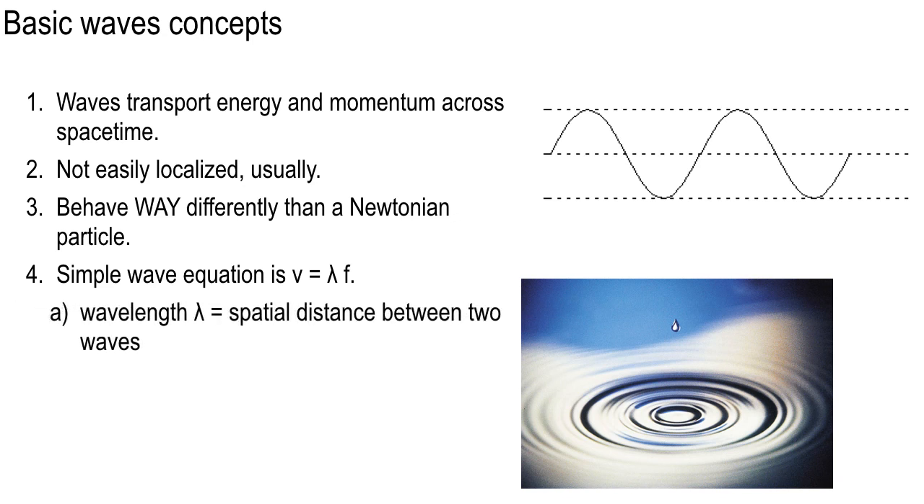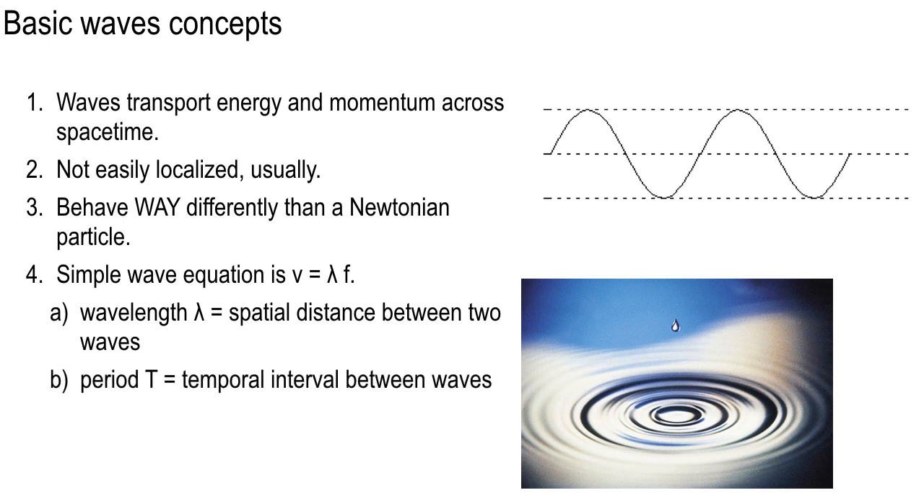Now, what do those symbols mean? Lambda stands for the wavelength. That's a Greek letter lambda, lowercase, and that's the spatial distance between two waves. So peak to peak or trough to trough, that's one wavelength. All right? And F stands for the frequency.